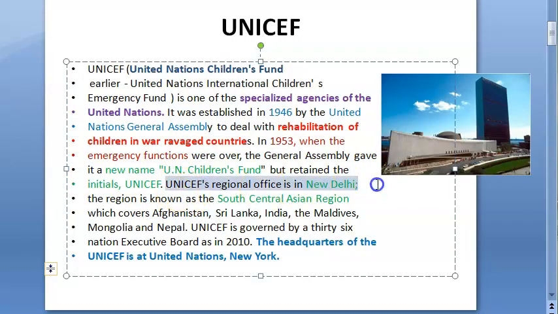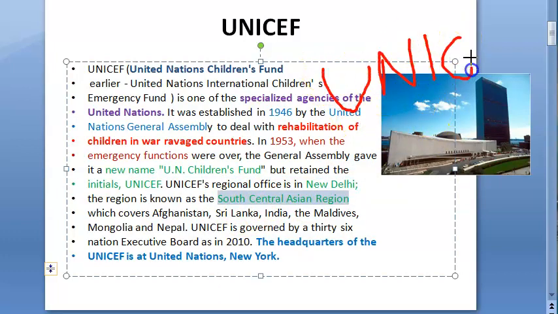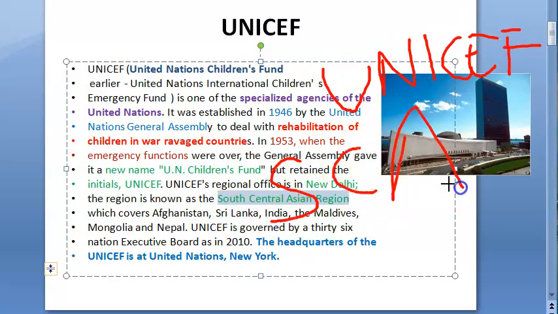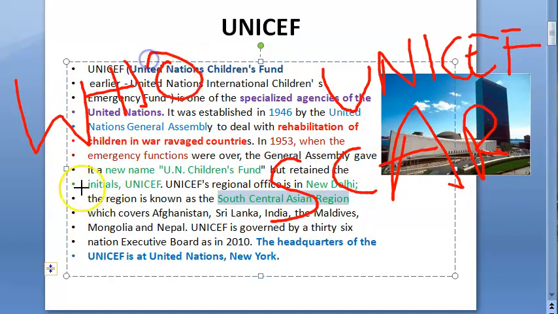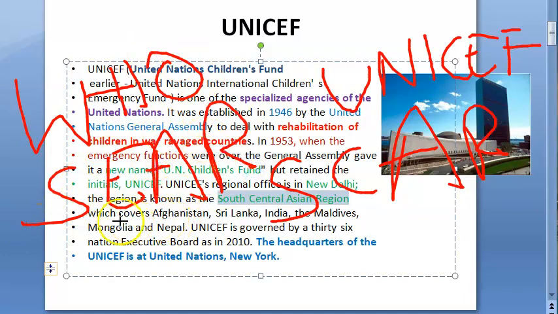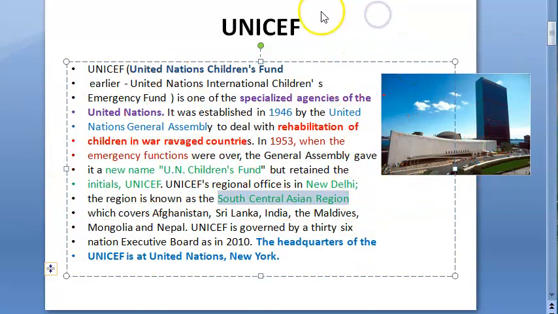Regional office in India. Where is it in India? New Delhi. And we are in the South Central Asian region. When it comes to UNICEF, which we are reading currently, India comes in the South Central Asian region. When it comes to WHO, we are in which region? SEAR, the Southeast Asian region. So here it is SEAR, here it is SCAR, South Central Asian region.